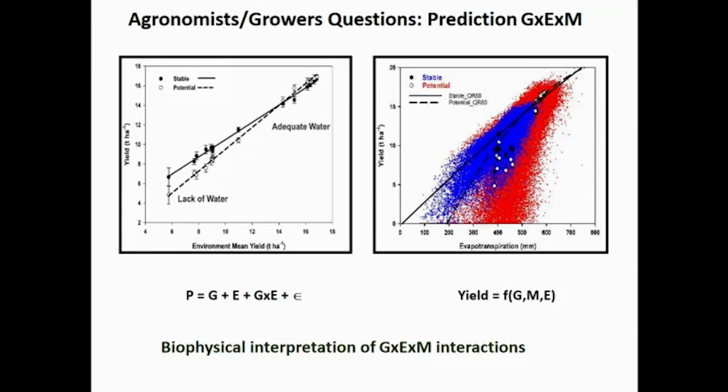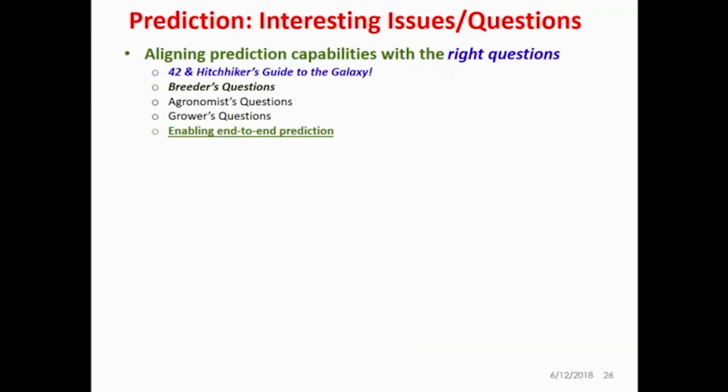So there's no mystery behind these things. They're not unrepeatable or undefinable genotype-by-environment interactions. You've just now pushed down to a biophysical interpretation of these genotype-by-environment interactions.